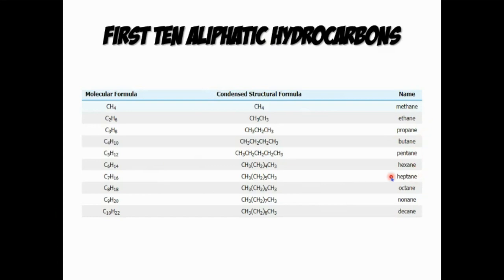So, ganun lang siya. Usually, yung methane, present lang dyan ng isang carbon. Ethane, 2 carbon. Propane, 3 carbon, butane, 4 na carbon, pentane, 5 carbon, hexane, 6 carbons, heptane, 7 carbons, octane, 8 carbons, nonane, 9 carbons, and 10 carbons naman para sa decane.